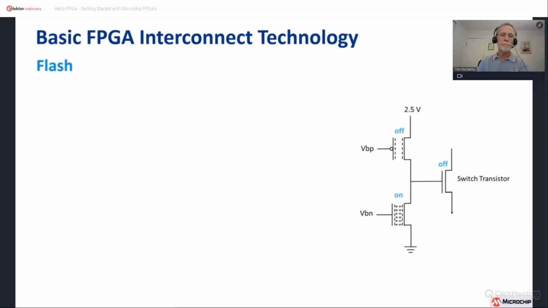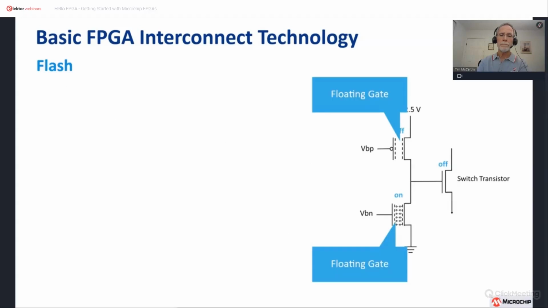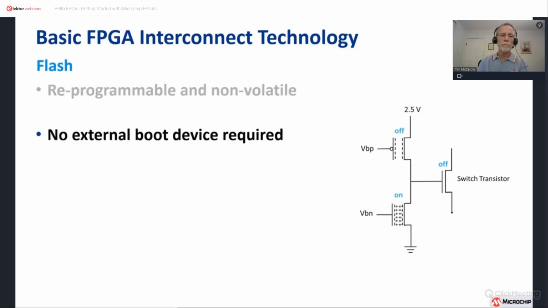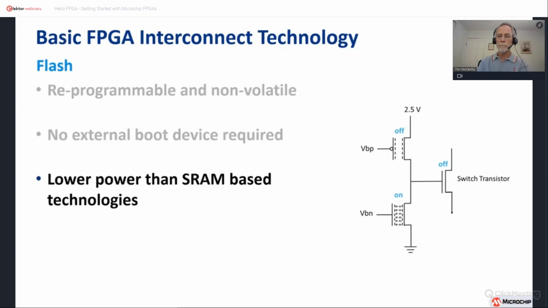Flash-based FPGAs use a floating gate on a standard MOS transistor to make the interconnections in the device. Flash-based FPGAs are reprogrammable and non-volatile, meaning they don't have to be configured every time the device is powered. As a result, flash-based FPGAs don't require an external boot device. Flash-based FPGAs are also lower power than SRAM-based FPGAs.